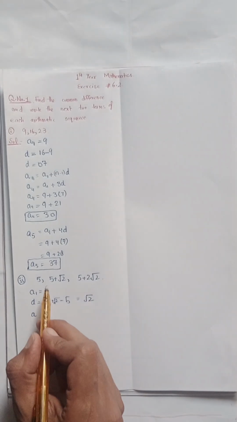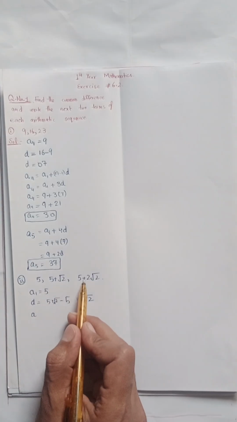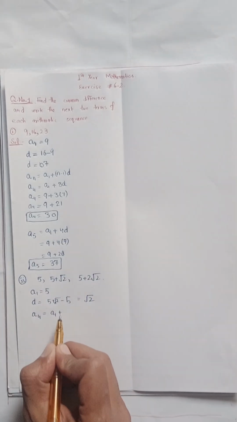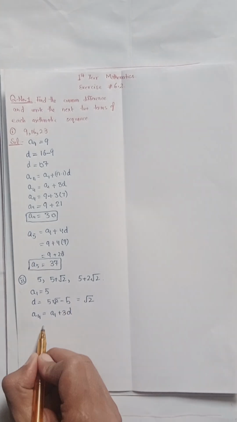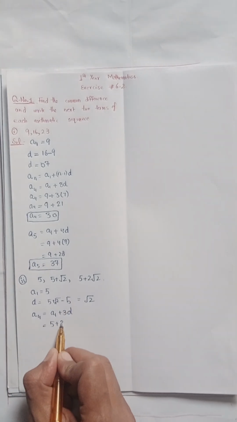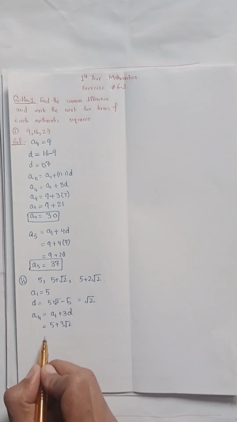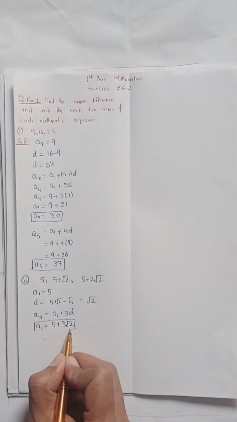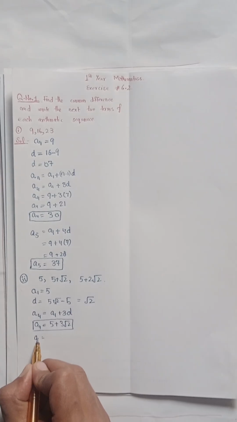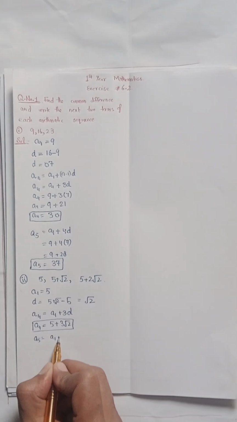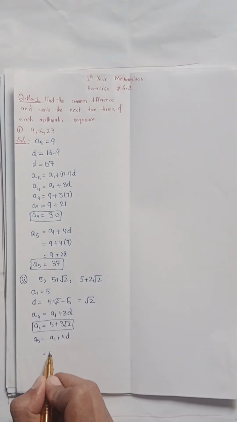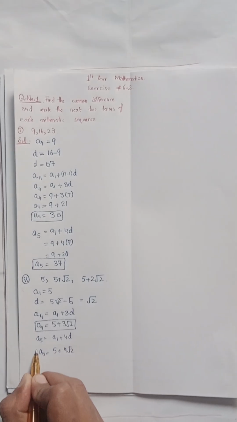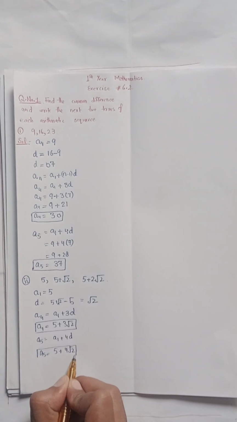Now we have to find a4 and a5 by applying this formula. A4 is 5 plus 3 into root 2. This is our a4. Next, a5 equals a1 plus 4d, 5 plus 4 into root 2. This is our required result.